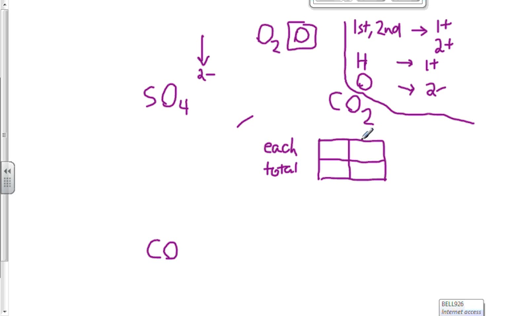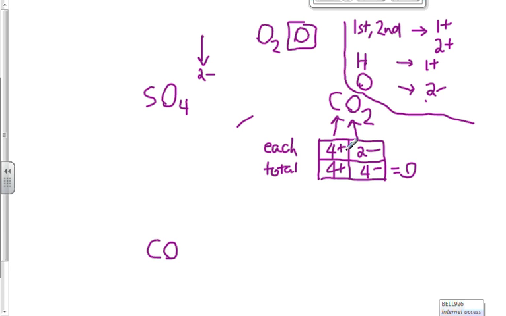So what do we got here? Oxygen, if each of them has an oxidation number of 2 minus, and there's 2 atoms, the total oxidation number would be 4 minus. We don't have a total of 0 yet because we don't know what the oxidation number is on the carbon. So to get 0, this must be 4 plus. This one's easy because there's only one atom, so each atom, because there's only one, has an oxidation number of 4 plus. So carbon's got an oxidation number of 4 plus, oxygen 2 minus. With the number of atoms there, the total would be 4 minus.